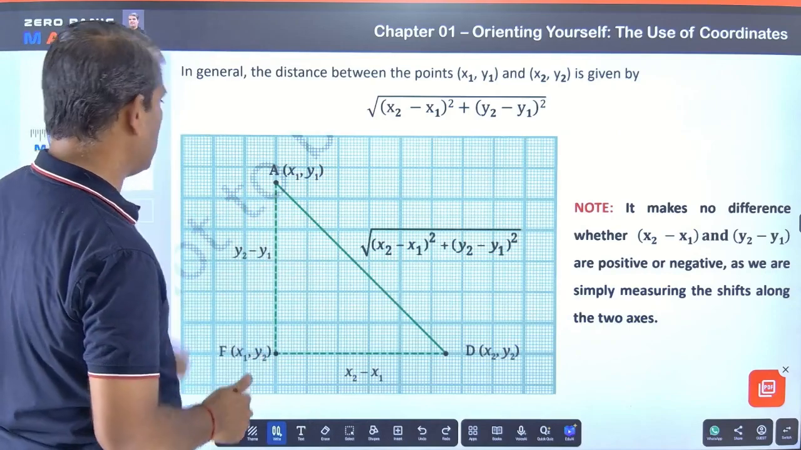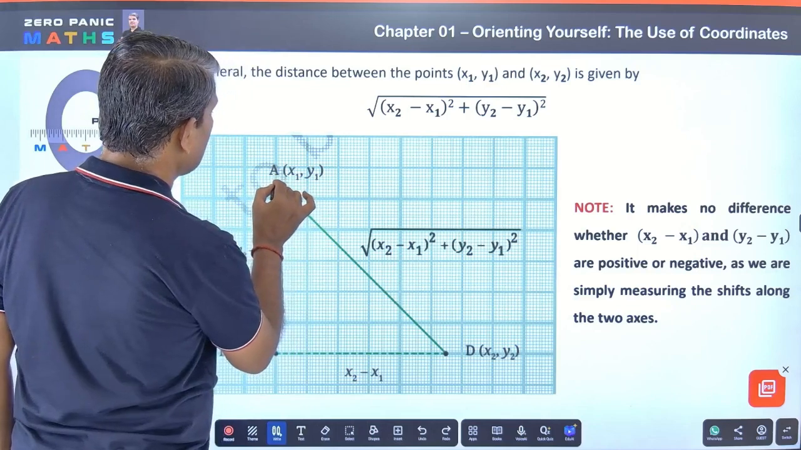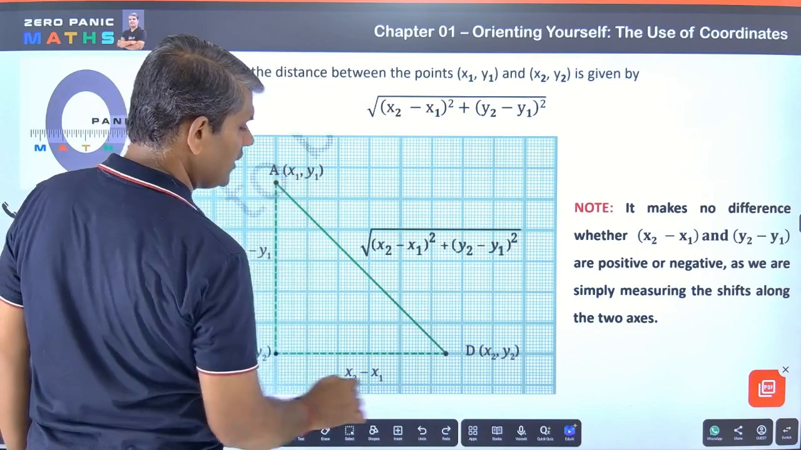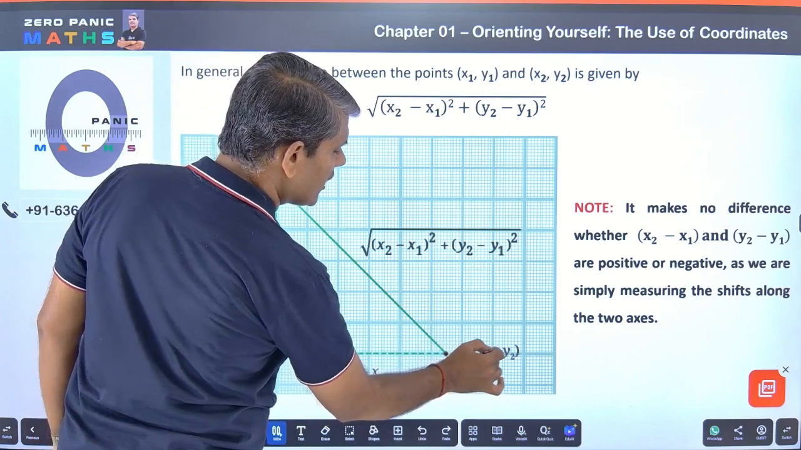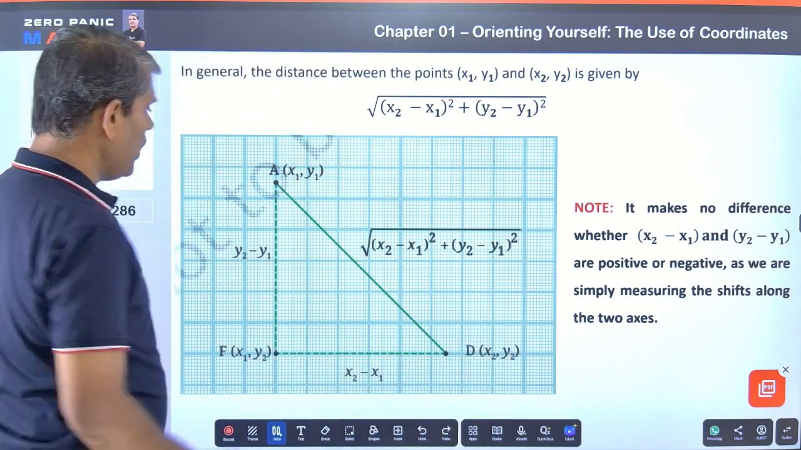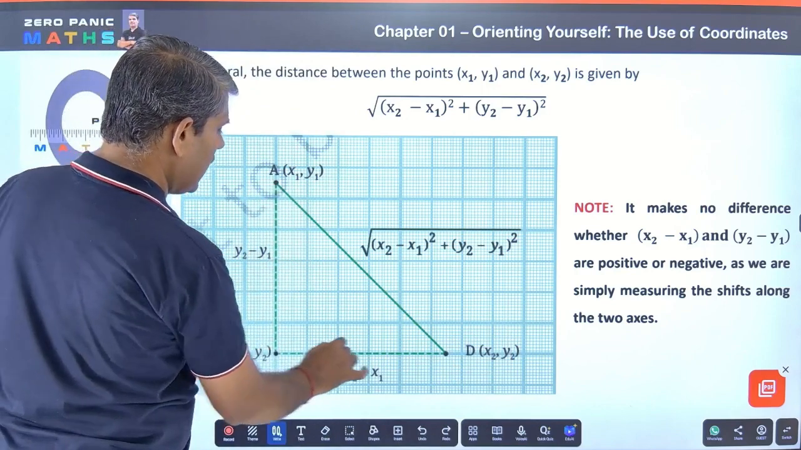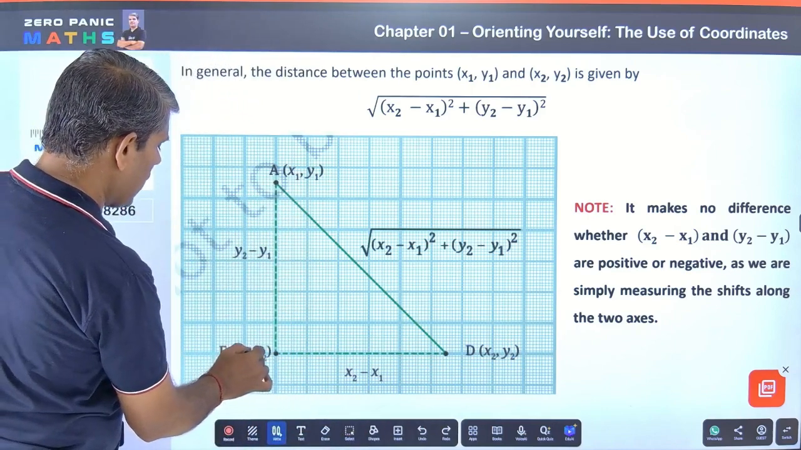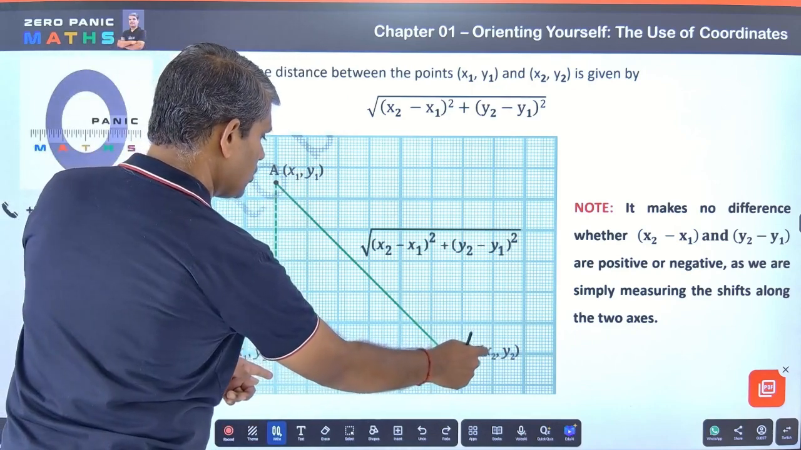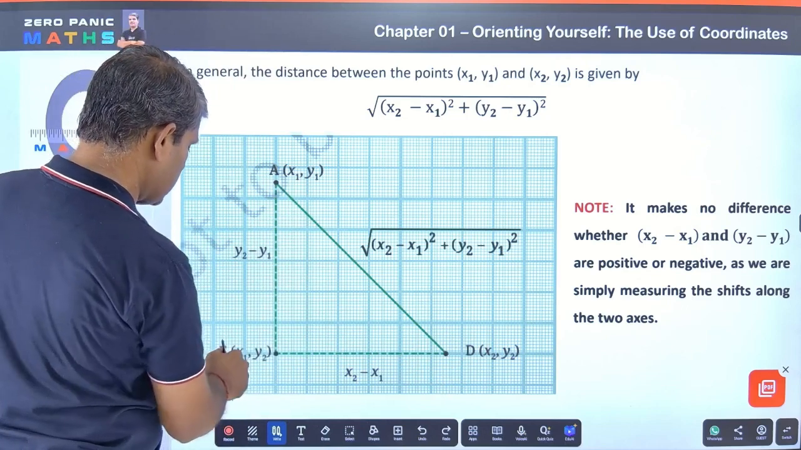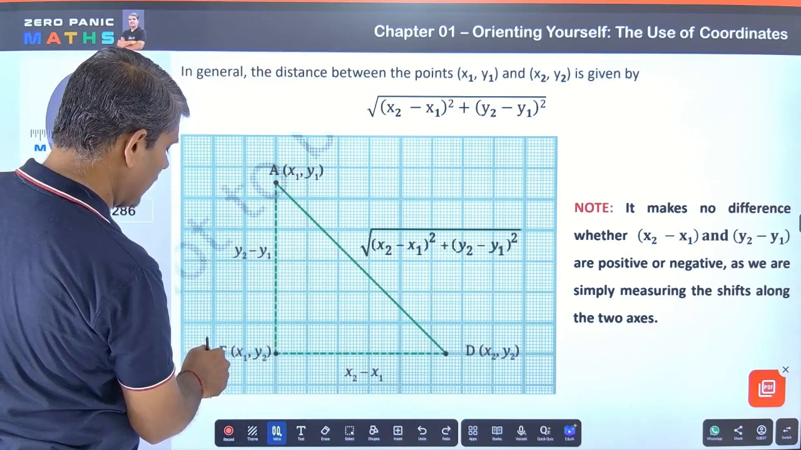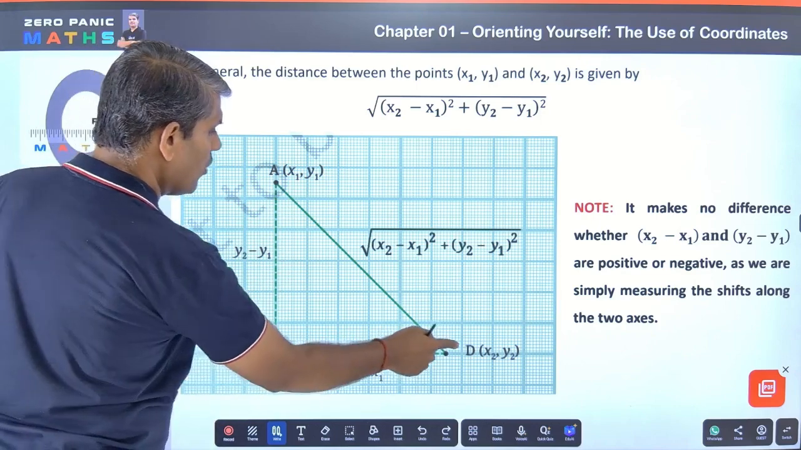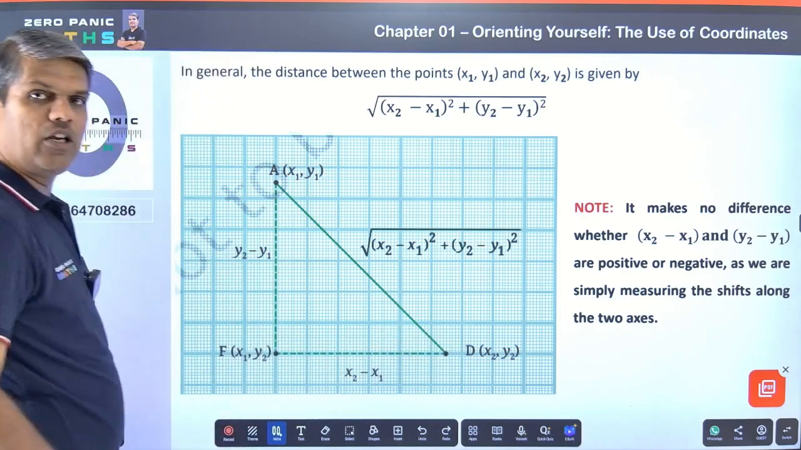This is very important. Okay, now assume that there is a coordinate point A with x1 and y1 as its x and y coordinates, and there is a coordinate point D with x2, y2 as the coordinates. And you are drawing the imaginary line here. Say suppose this is the point F, whose coordinates will be x1 as the x coordinate and y2 as the y coordinate. It will always be like that only.